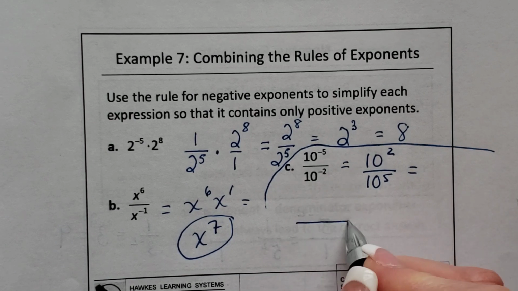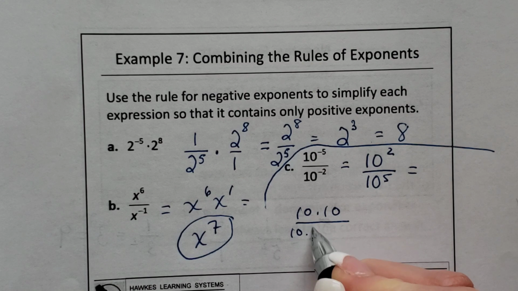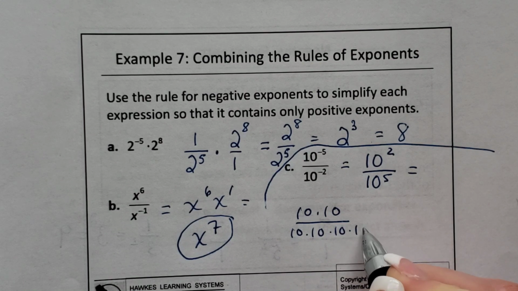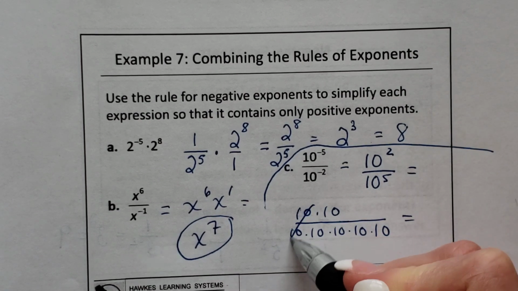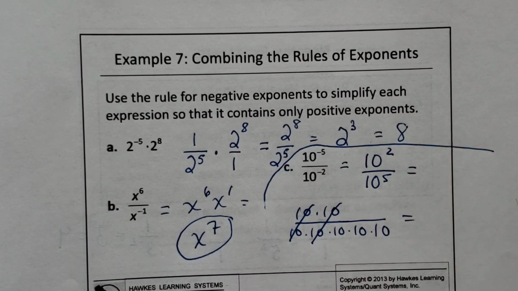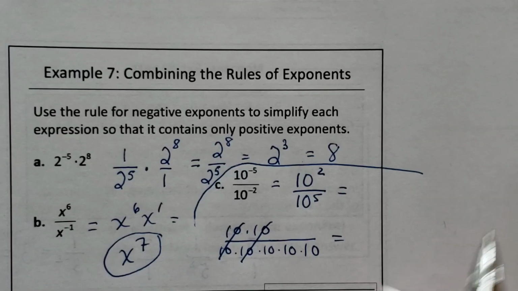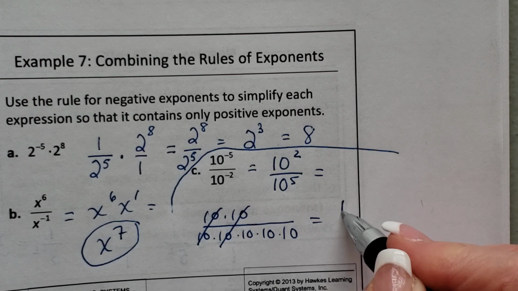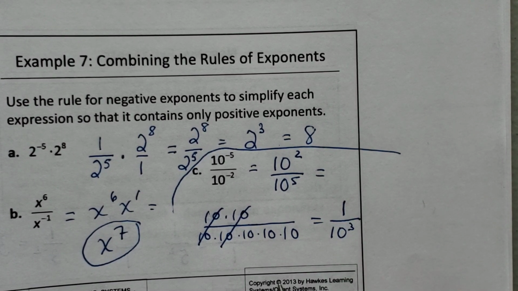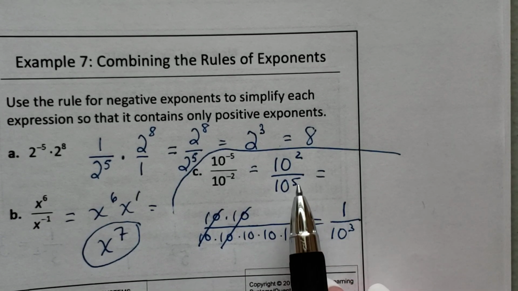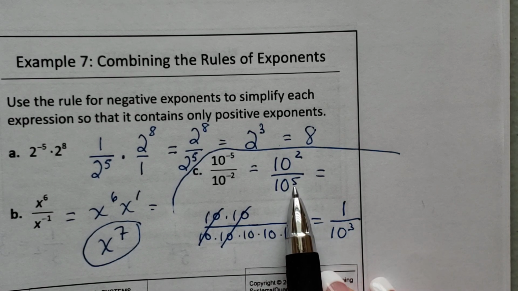So basically I would have 10 times 10 divided by 10 to the 5th. Well, wouldn't these two go away? Wouldn't these two go away? So I'm going to have 3 sets of 10 in the bottom. So I have nothing left on the top, so I have to put a 1 there. 10 to the 3rd on the bottom. So when you have a division problem, you find the difference in your exponents. The difference of 2 and 5 is 3.